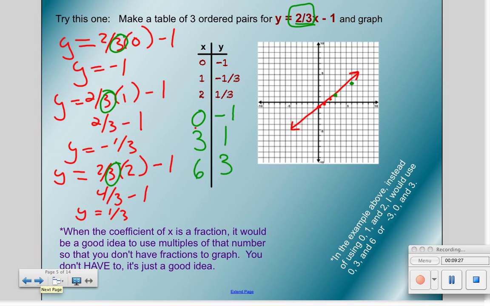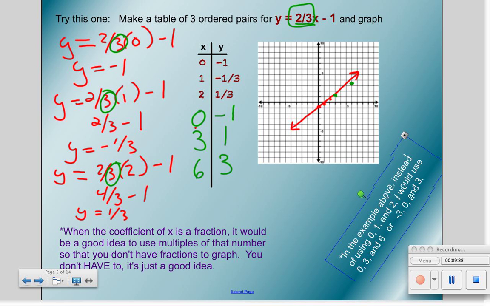If your coefficient of x is a fraction, look at the denominator. Choose multiples of your denominator, and that would be really good choices to use. Okay? If you check out what I have over here, you can pause it if you want, and there's some other examples that you could use for x values.